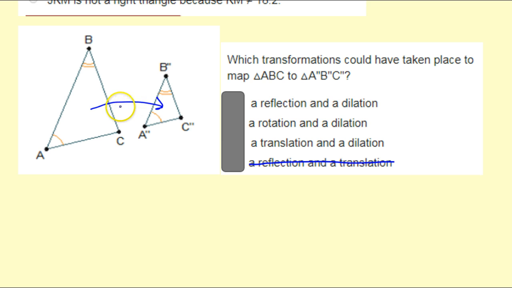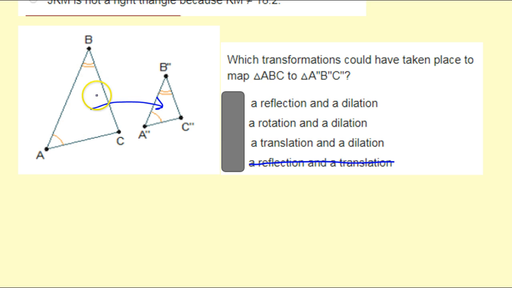What else? This looks like there's definitely a dilation. A dilation can be when the shape gets bigger or smaller. So there's definitely a dilation. The question is, other than getting smaller, did it do a reflection? Did it do a rotation? Or did it just slide over, a translation?